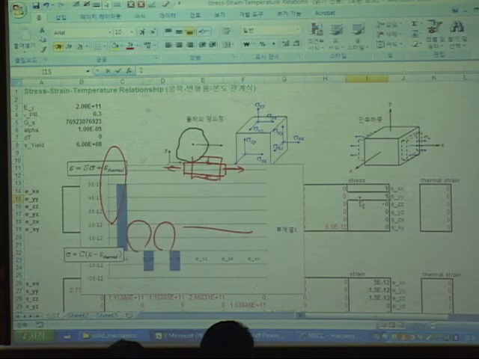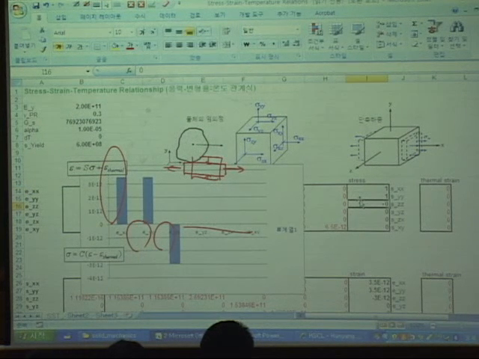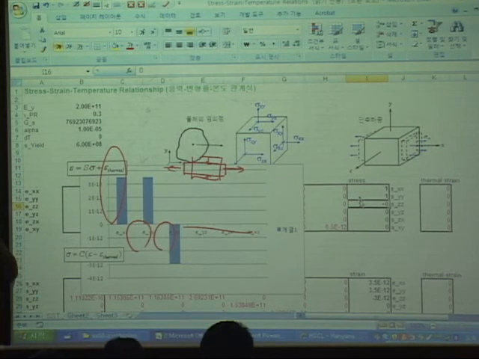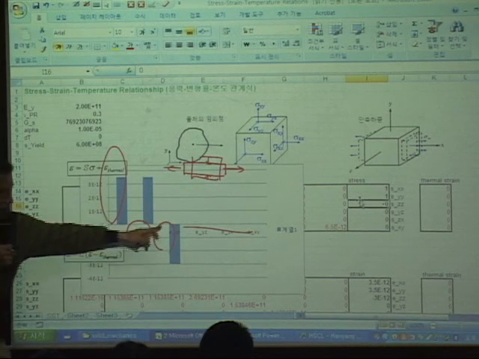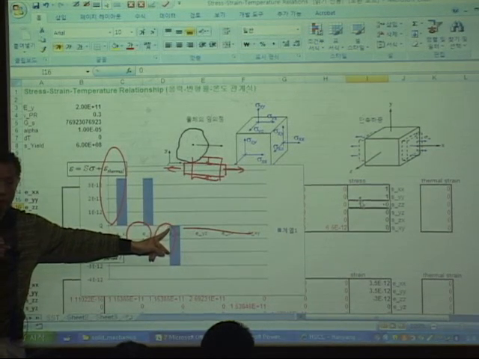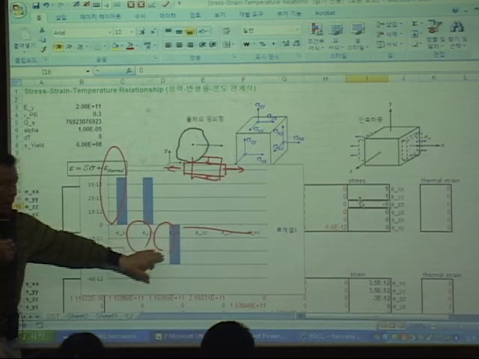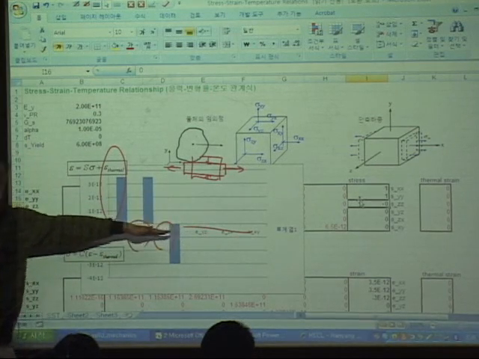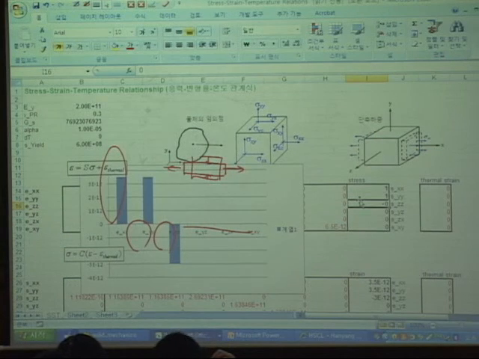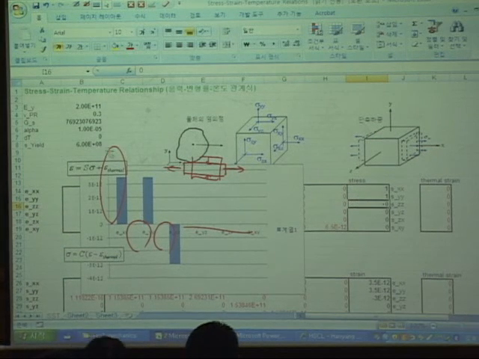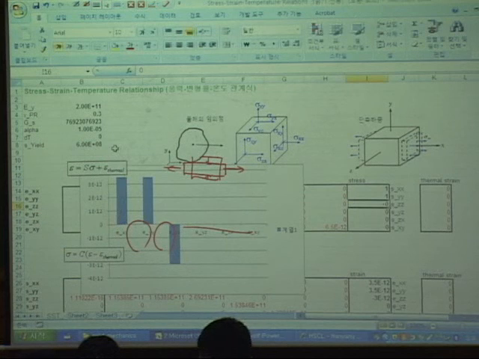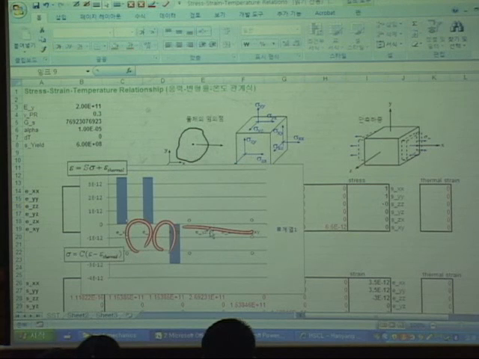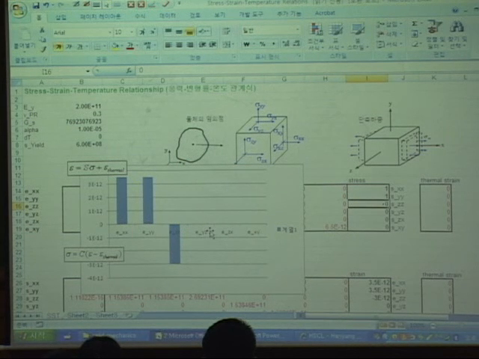How about 1 and 1? Well, when we apply 1 and 1, the z direction will contract, right? In the z direction strain, we will have a contraction, negative, and in x and y, we will have a positive elongation, and there will be no shear strain. Okay.